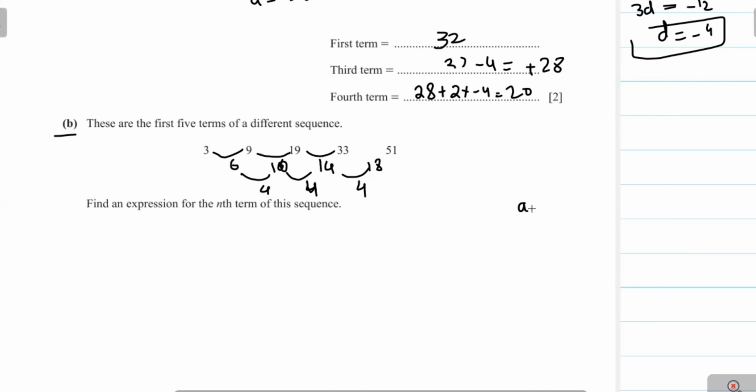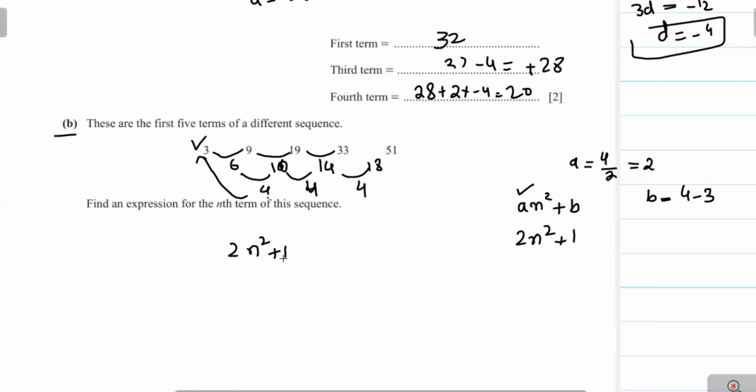In the quadratic sequence, we write the nth term as an square plus bn plus c. a is the coefficient of n square, and we can find it by dividing the second difference by 2. 4 divided by 2 is 2, therefore we write 2n square. Then we take the difference between the first term and 2n square, that is 3 minus 2 is 1. Therefore, 2n square plus 1 is the nth term of this sequence.